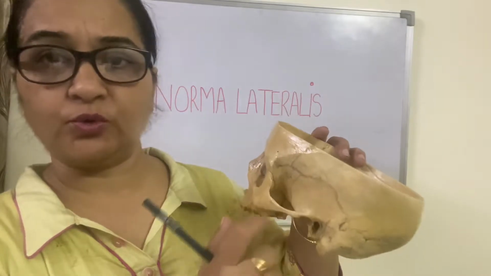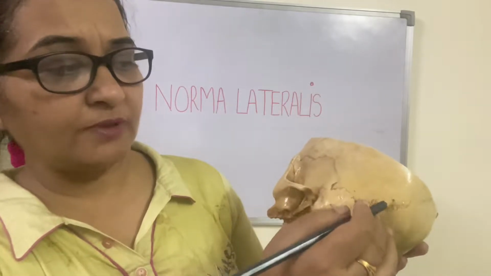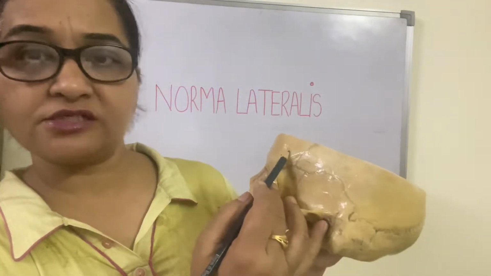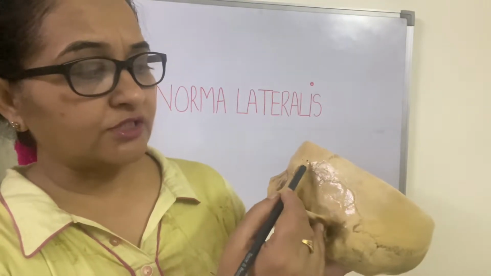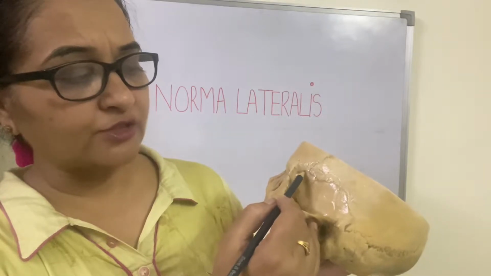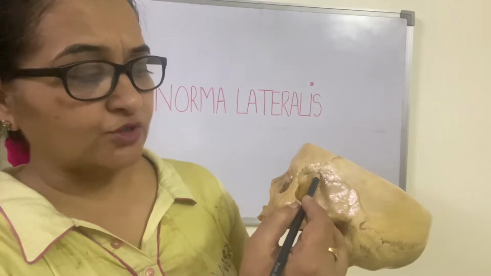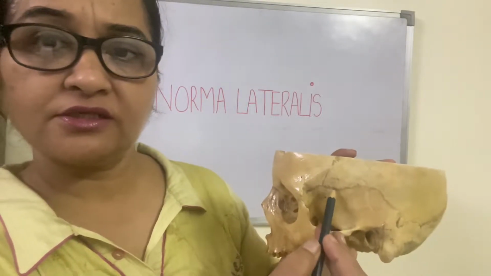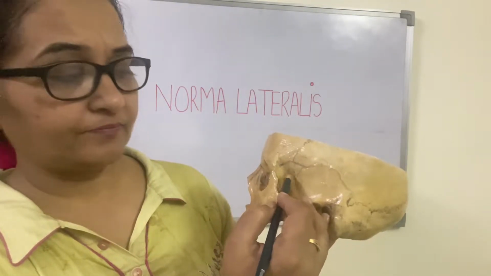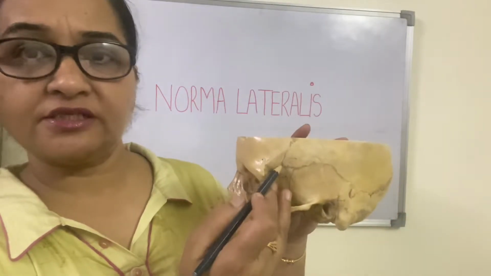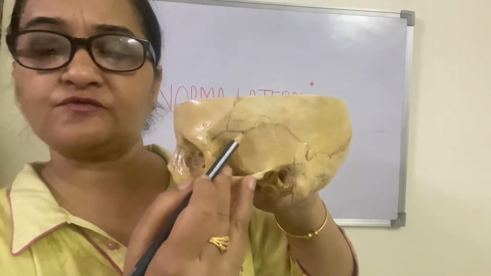Now the different sutures which are visible in this region: this is the frontal bone, this is the greater wing of the sphenoid. This is the frontosphenoidal suture. This is the parietosphenoidal suture. This is the temporosphenoidal suture. Clear? Then you can see this H-shaped structure is formed in this region.